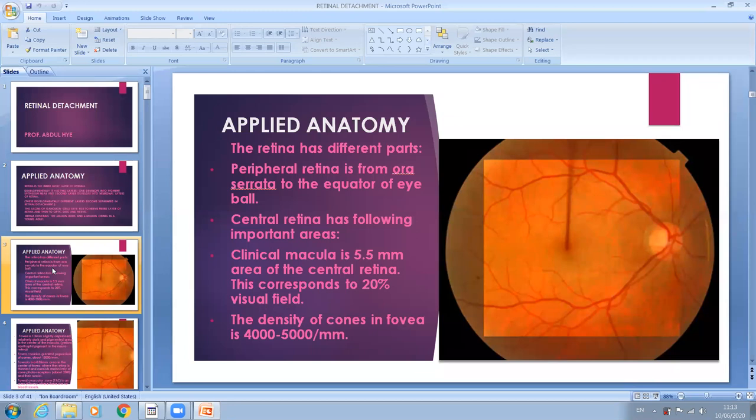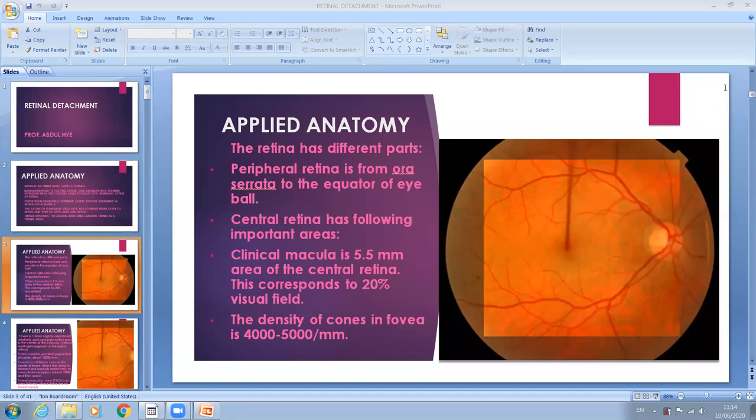The optic disc, and the central part, the posterior pole of the eyeball, the macula, fovea, and the center of the fovea, called the foveola, are important landmarks of the retina. If you look through the dilated pupil, the central part of the retina has the clinical macula, which is about 5.5 millimeters in area at the center of the retina, and this corresponds to about 20% of the visual field.